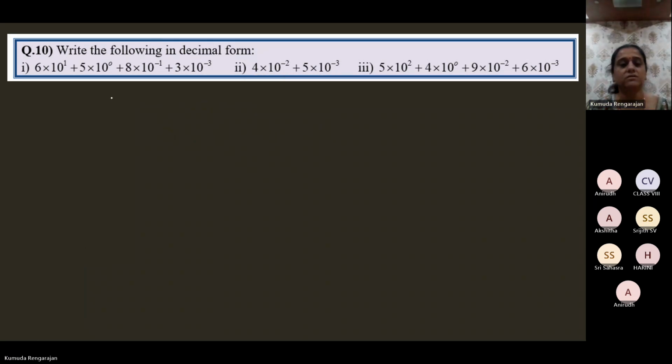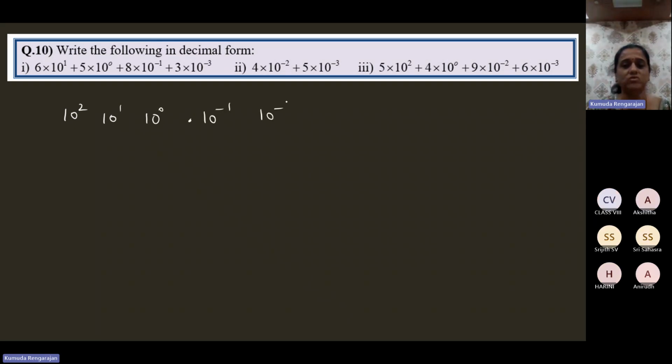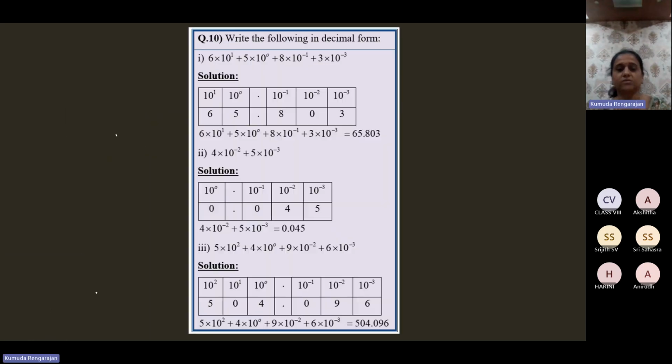Third one, 10 to the power 2, 10 to the power 1, 10 to the power 0, decimal point, 10 power minus 1, 10 power minus 2, 10 power minus 3. So 10 power 2 is 5. Here nothing is given, 0. 4, decimal point, nothing is given, 9, 6. This is the number, 504.096. Yeah, write down.